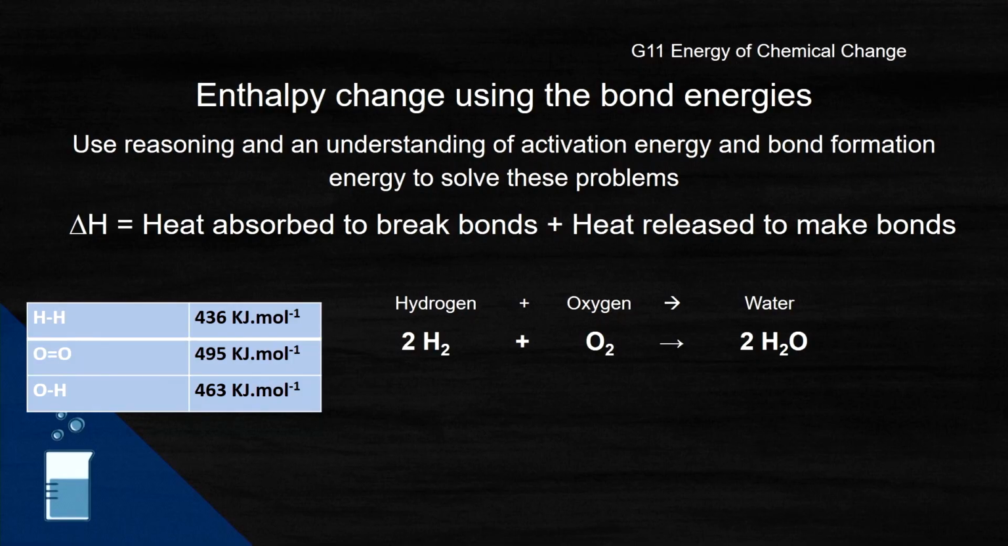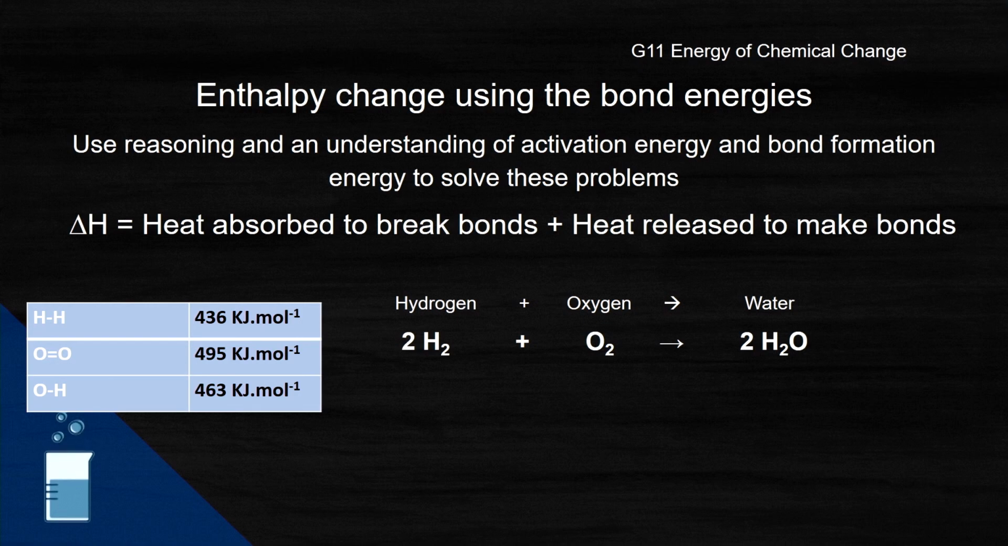So we can calculate this when we are not given a graph. So when we do this, we need to use our understanding of how the bonds are broken and how the bonds are formed to be able to solve problems around calculating this enthalpy change. So let's have a look at this reaction that I have here. It's the same one. What are we going to do now?